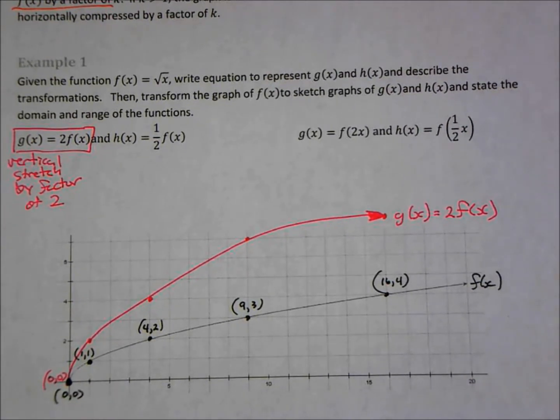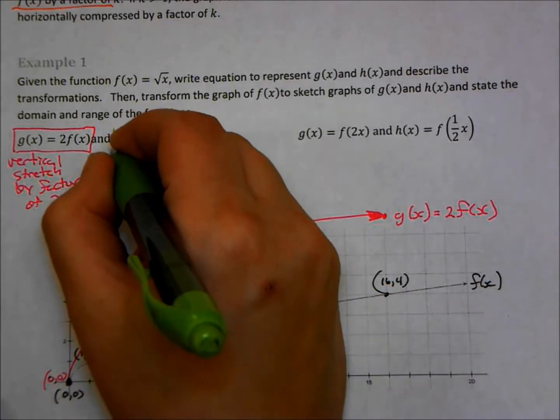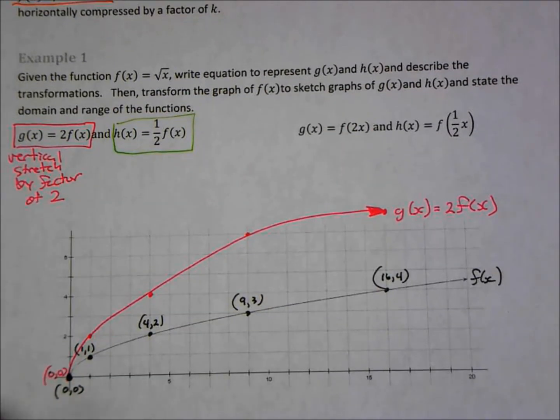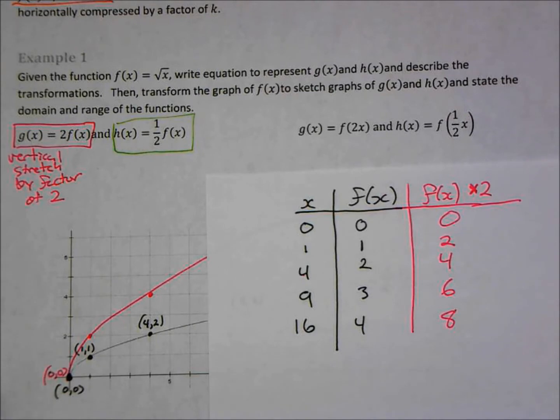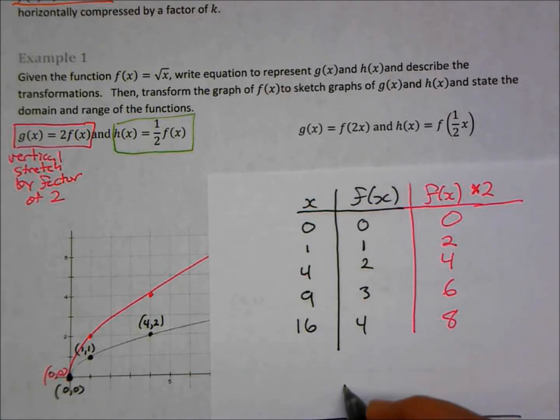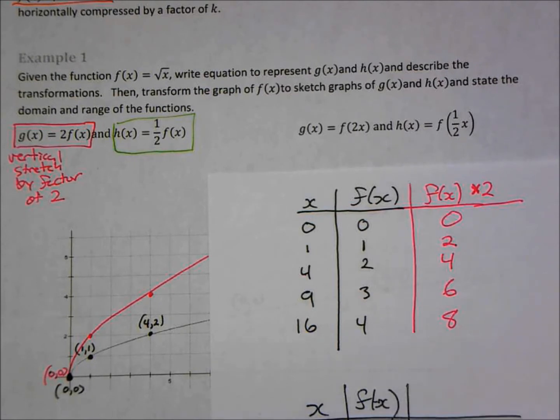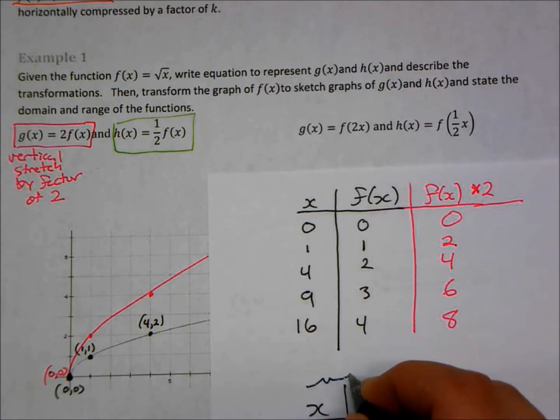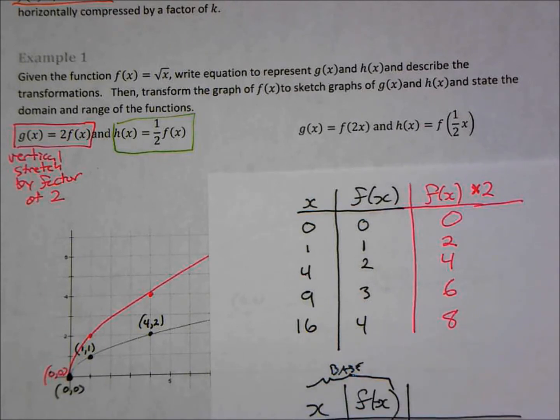Let's try our next one, h of x. So we're going to set up the same sort of table. We're going to do the first one with our base function. So these are our base function: we had 0, 1, 4, 9, and 16, and 0, 1, 2, 3, and 4. Sorry about that, they don't quite line up.